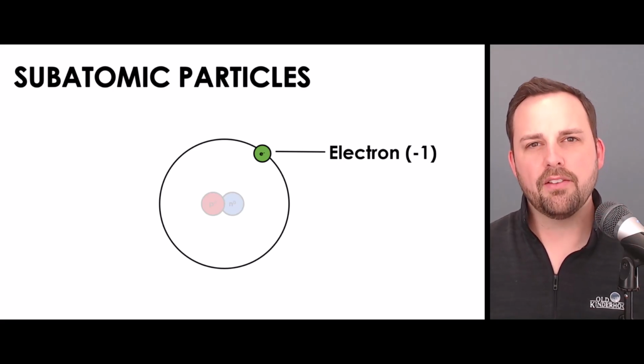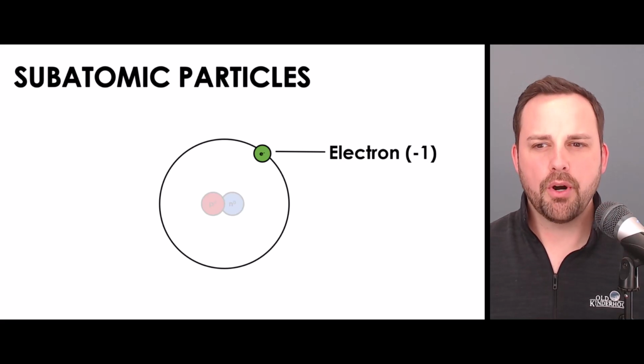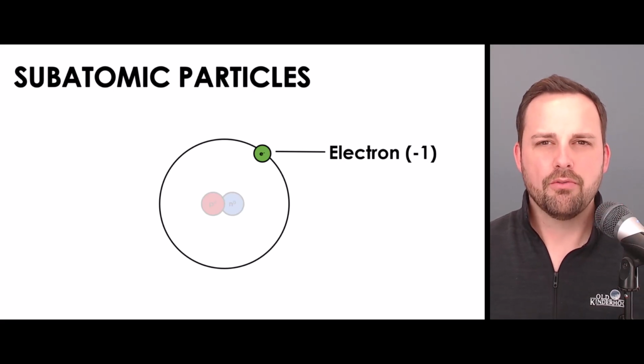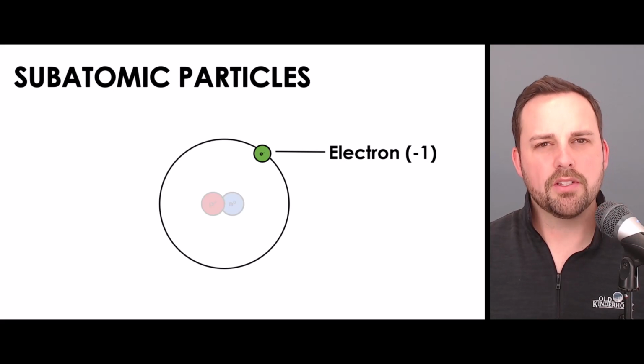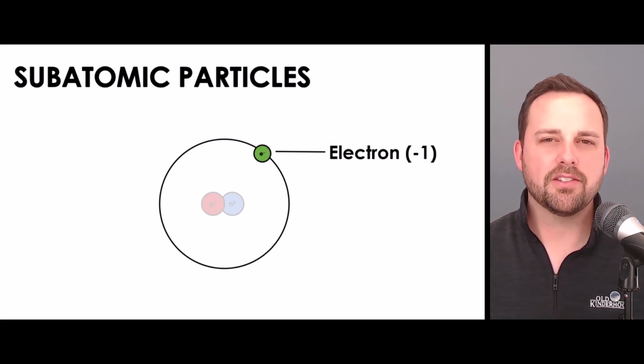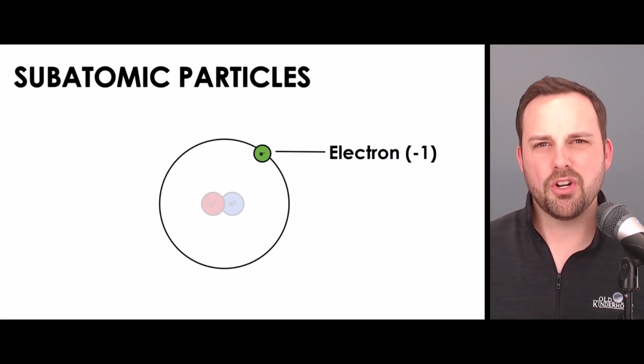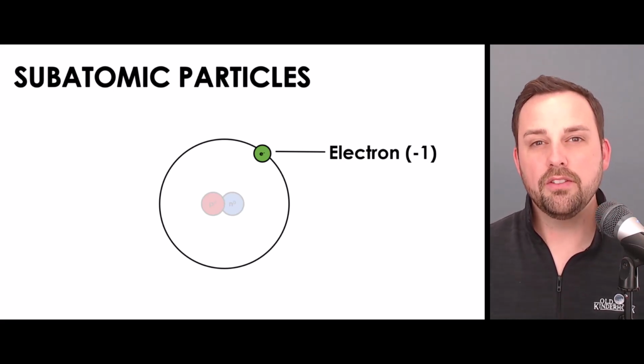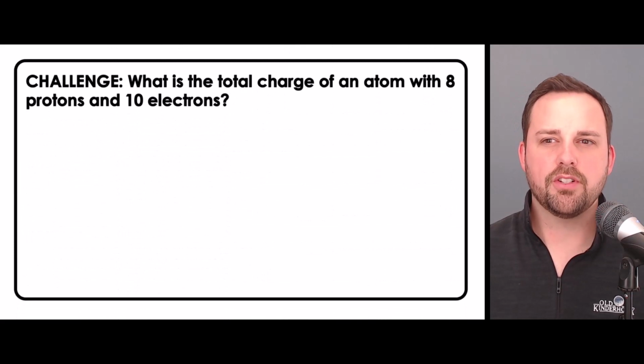Most atoms have equal numbers of protons and electrons so that the total charge of an atom is equal to 0. For example, most atoms, if they have one proton, will have exactly one electron. The positive one and the minus one cancel out, so the total atom has a charge of 0. So now that you know that, here's a challenge question for you.